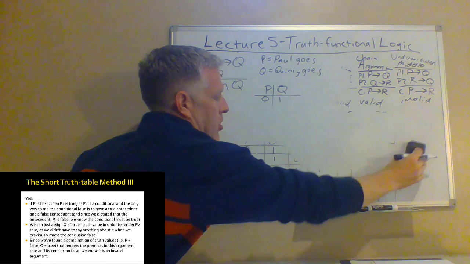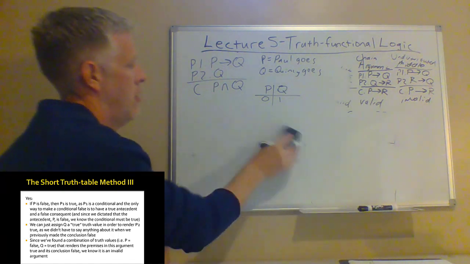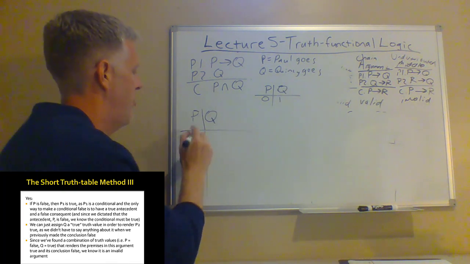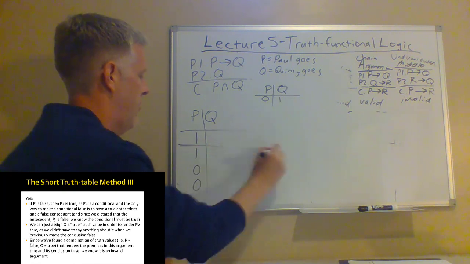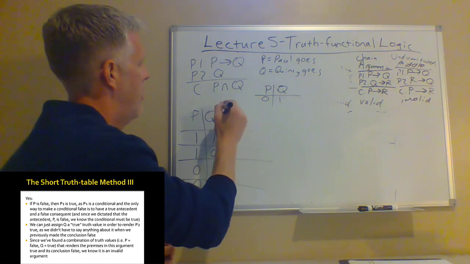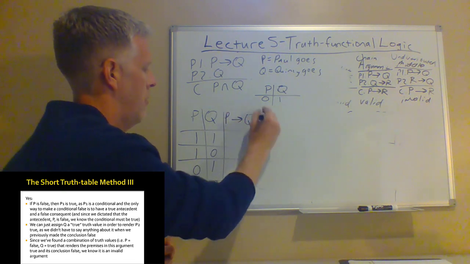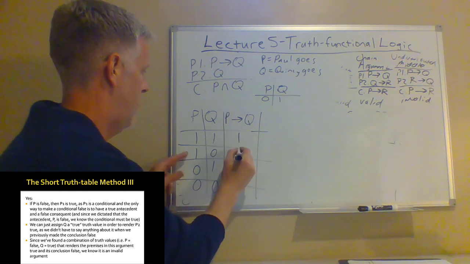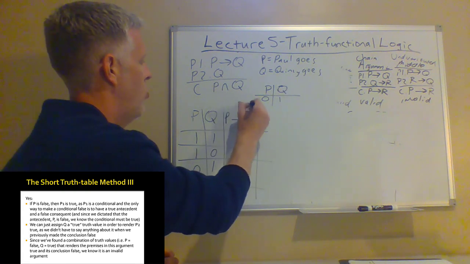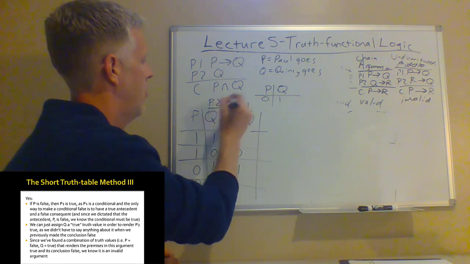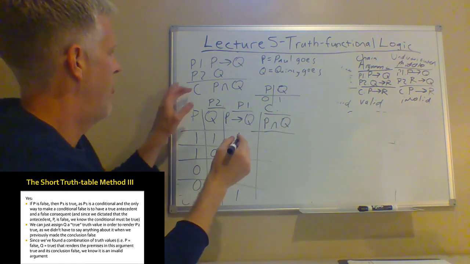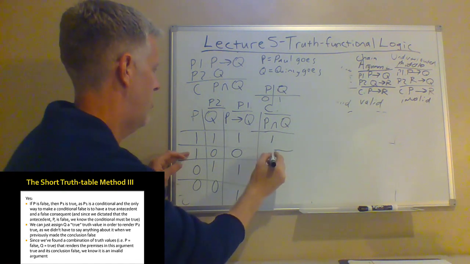Real quick, let's put that up here and show you with the long truth table method. Okay, all possible combinations. Okay, and we have P then Q. I'm going to do this pretty fast, okay? True, false, true, true. Then we have our conclusion. So we have premise one, premise two, and then we want our conclusion, P and Q. Remember, both P and Q have to be true for the conjunction to be true.